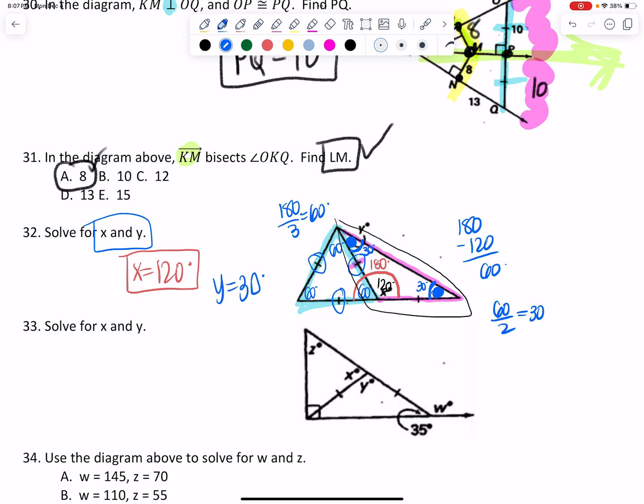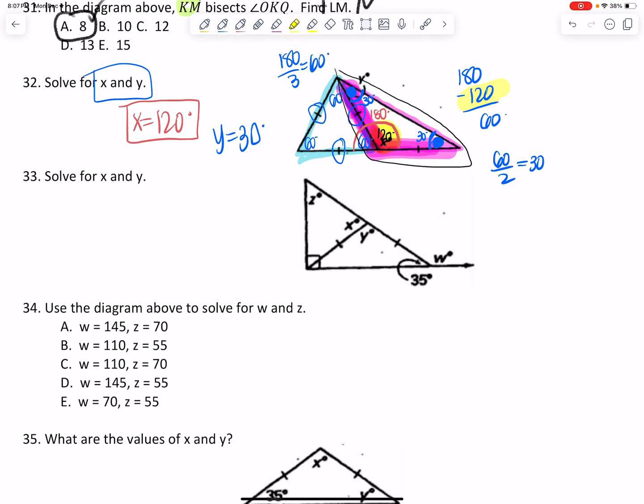So if you color code, that will help you. This was an isosceles triangle. In that isosceles triangle, this leg was congruent to this leg. We had the vertex angle, so we did 180 minus 120, and then we split that evenly between those 2 angles.